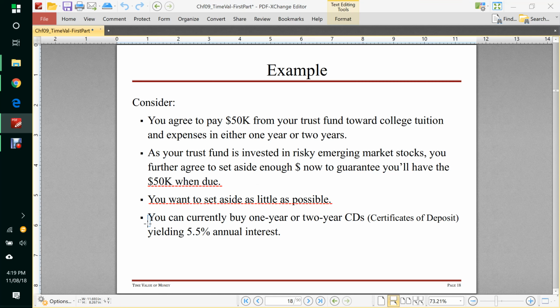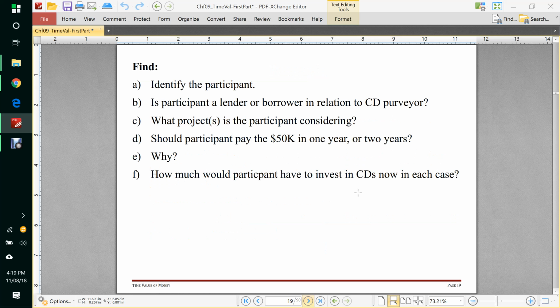We look around and you can currently buy 1 or 2 year CDs, certificates of deposit, which yield 5.5% annual interest. That would be R equal 5.5%. Okay. And so with all that information, let's see what we can find out here.